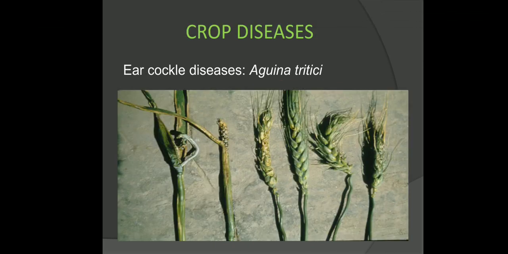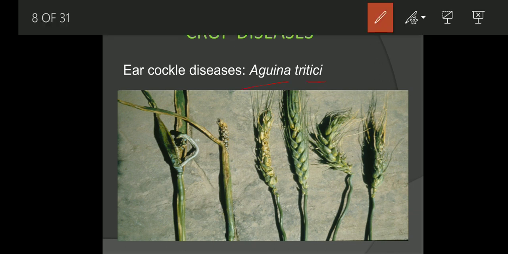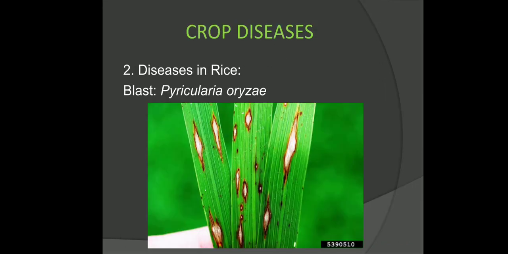Next, we have ear cockle disease in wheat, which is caused by Anguina tritici. Anguina tritici is responsible for ear cockle disease, and the ear is unmatured, or we can say does not form at all. Just see it out: malformation in ears of wheat. Thus, it is highly responsible for a decrease in yield of up to 60 to 70% in higher infestation. Let's proceed. That's all about the diseases of wheat.